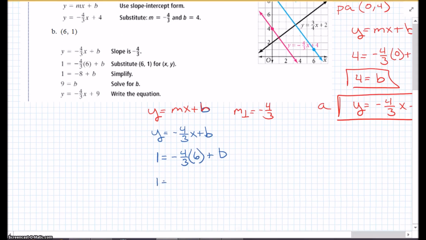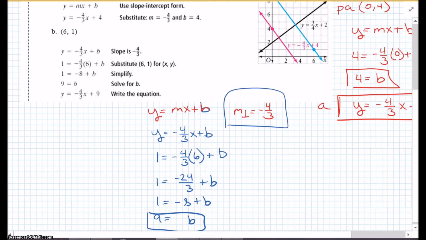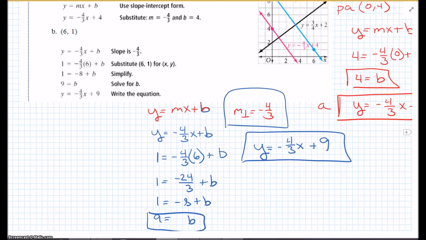So 1 equals negative 24/3 plus b. So 1 equals negative 8 plus b. So we can solve, add 8 to each side, so we find out b equals 9. So we have our b value and we have our slope. So we can rewrite our equation: y equals negative 4/3 x plus our b value, which is 9. So there's an equation that's perpendicular that goes through point 6, 1.